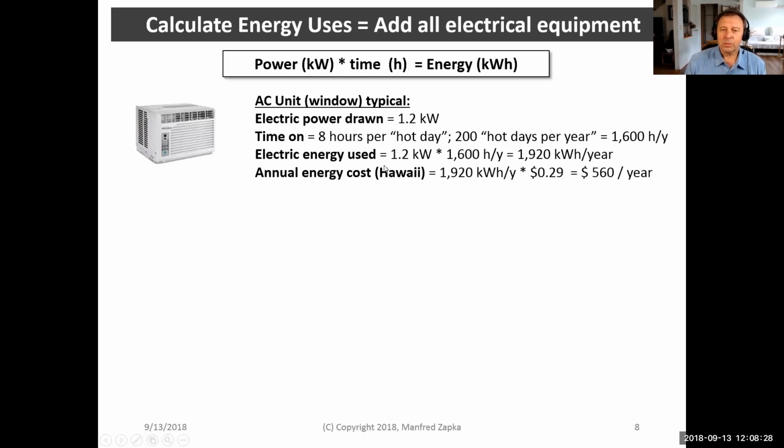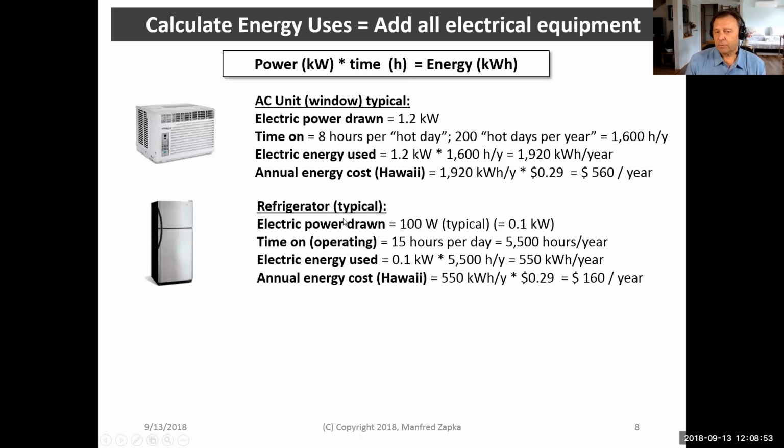So the energy used is 1.2 kilowatts times 1,600 hours per year. So we have 1,920 kilowatt hours per year. In Hawaii, where we have high energy cost, this would be $560 per year. The software performs this very, very easily, but we also could do it with pencil and paper or with our calculator.